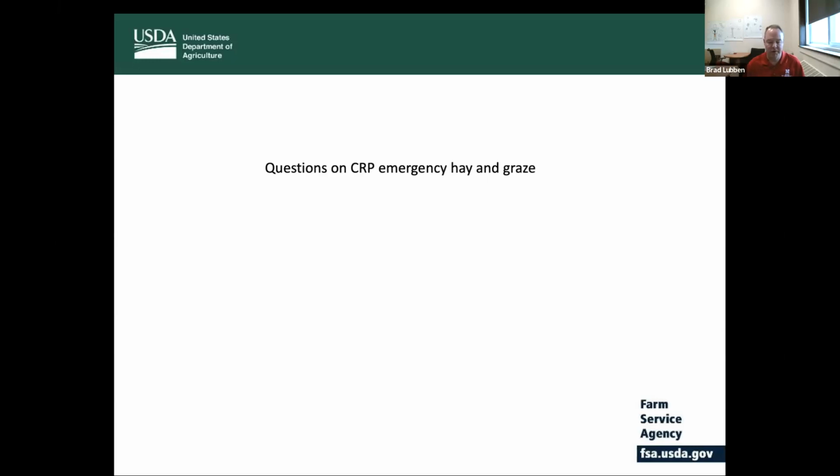Great. Okay. So there's a little bit of a timeline, a time frame and a give and take on when we can do that. But most certainly, if you have the intent of managed haying and then are authorized for emergency, we can switch that over and they can take it under emergency.